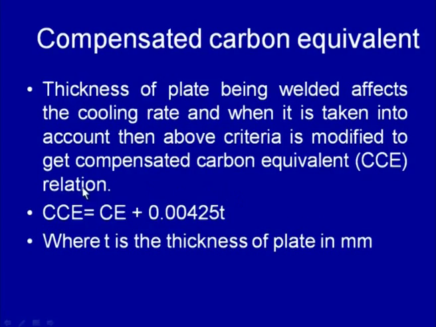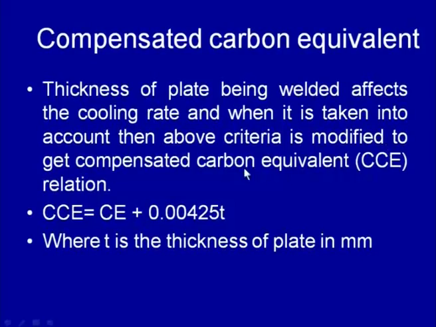If, apart from the composition, the thickness of the plate is also considered, then we need another equation that shows the carbon equivalent plus the thickness. This is another criterion where thickness and composition both are considered, and it is named the compensated carbon equivalent. It considers the carbon equivalent as described earlier and the thickness of the plate which is to be welded. So, the greater the thickness of the plate, the higher will be the compensated carbon equivalent, and this accordingly will increase the preheat requirements.